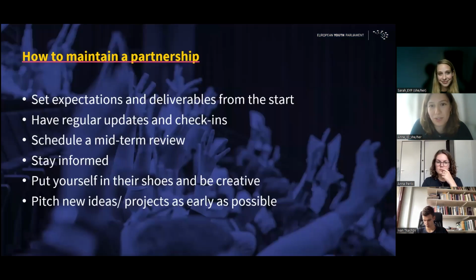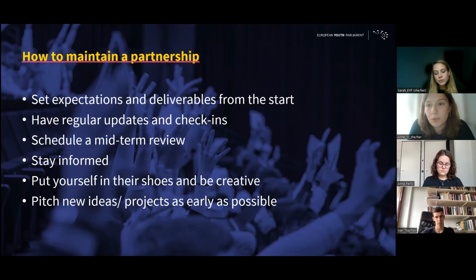Yeah, maintaining the partnership. This is very much related to what I just said. So setting expectations and deliverables from the start helps you steer the partnership as well. It's also helpful to have regular updates and check-ins. So it could be a quick phone call that you have with a potential partner, I don't know, every 3 weeks.